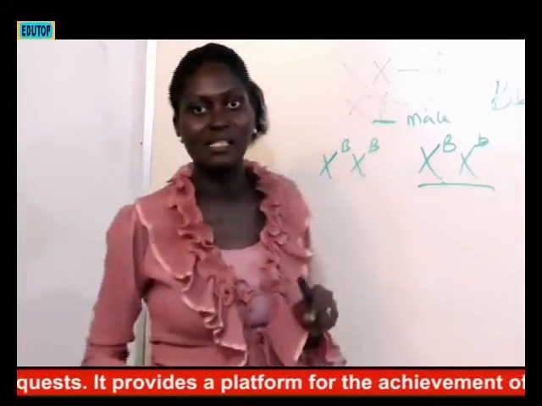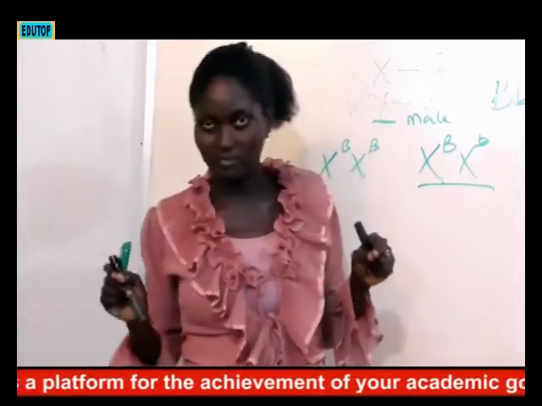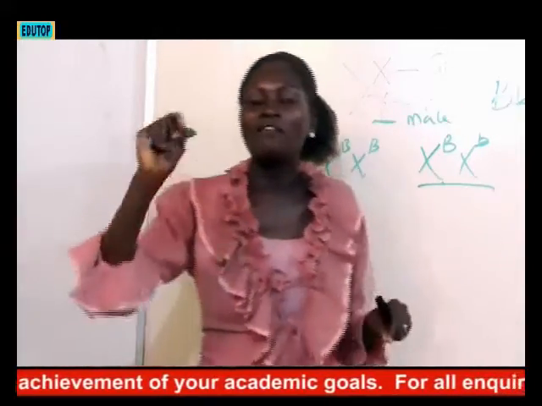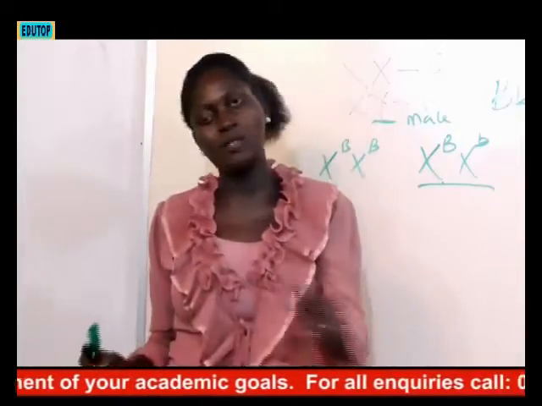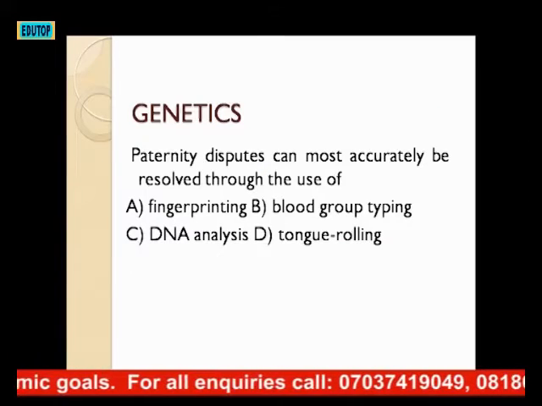But DNA analysis, the DNA you carry is that of your father. So once the DNA of somebody is different from that of the father, then they know that this person is not the father of this person. So DNA analysis, option C, is the answer.